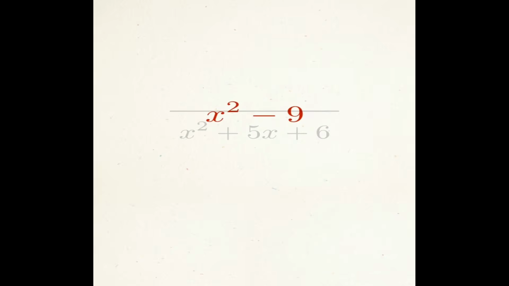Ang expression ay x squared minus 9 over x squared plus 5x plus 6. Unahin natin ang numerator na x squared minus 9. This is a difference of two squares. Madali lang ito i-factor. Hatiin lang natin sa x minus 3 times x plus 3.